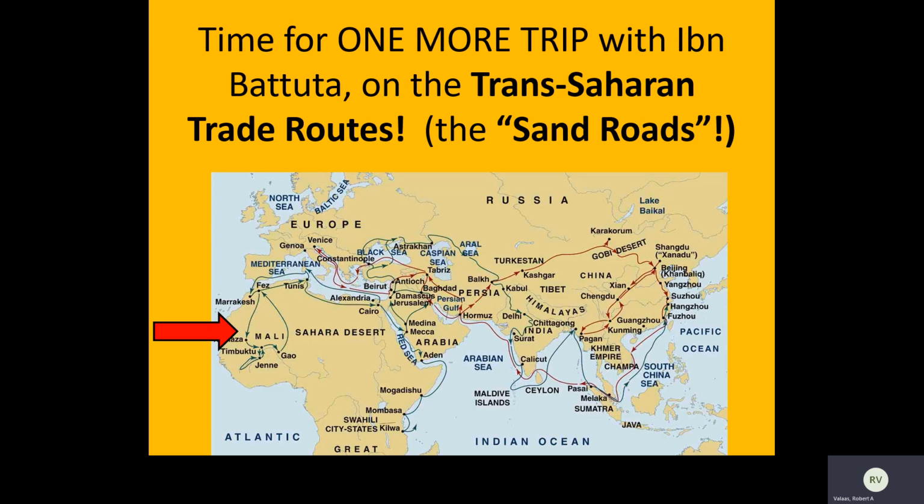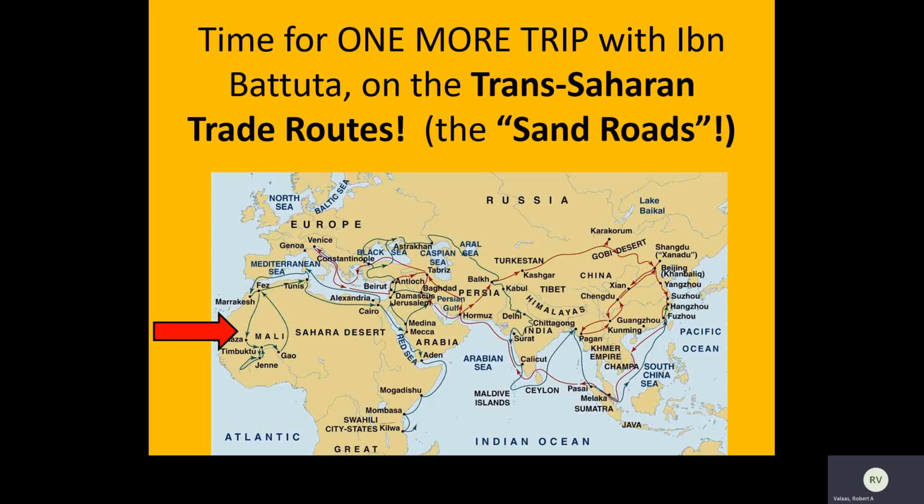We have one more trip, one last trip to make here. Marco Polo never did this one, but Ibn Battuta did, proving he's the more boss traveler, on the trans-Saharan trade routes, or the sand roads. And this is kind of appropriate because this was the last of the major travels that Ibn Battuta made in his life before he also settled down to write up his memoirs.